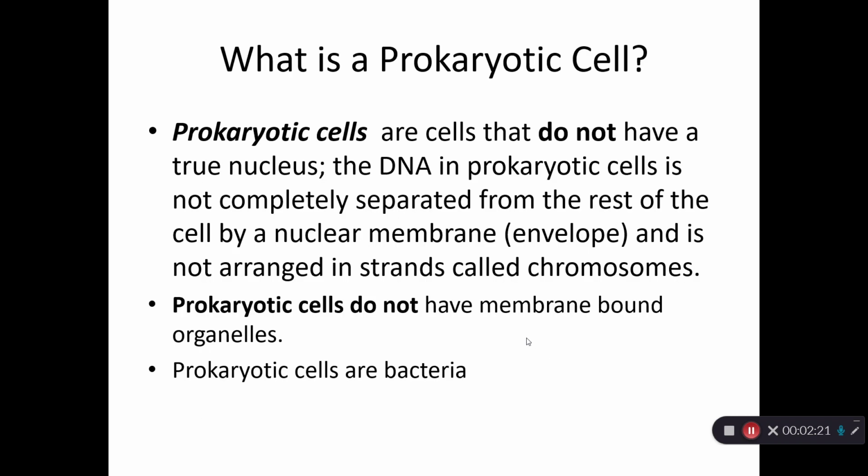So prokaryotic cells are obviously the cells that don't have a true nucleus. They also do not have protected DNA, so their DNA is not fully separated from the cell membrane, and that causes the chromosomes not to be arranged. So that's the biggest thing you can tell when looking at a cell: if it has a nucleus, it's not prokaryotic. If it does not have a nucleus, it is a prokaryotic cell.